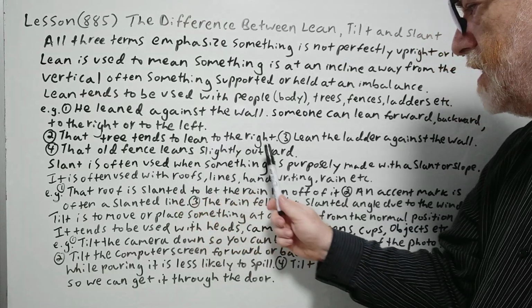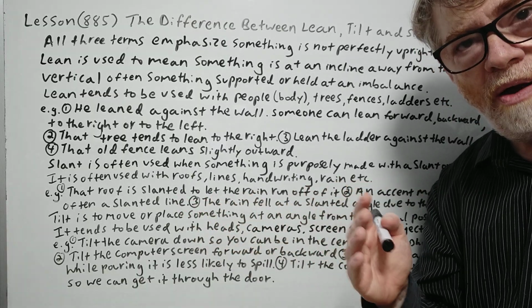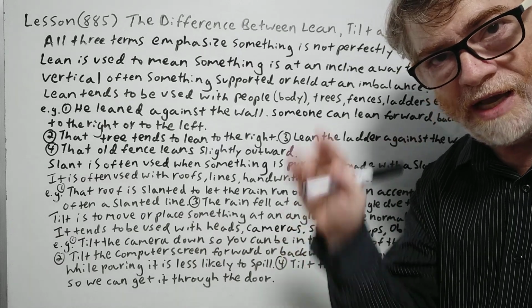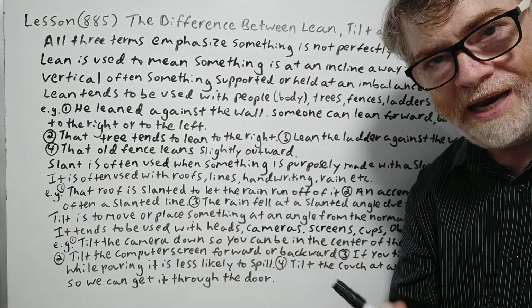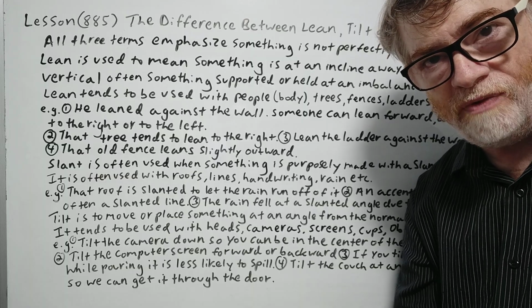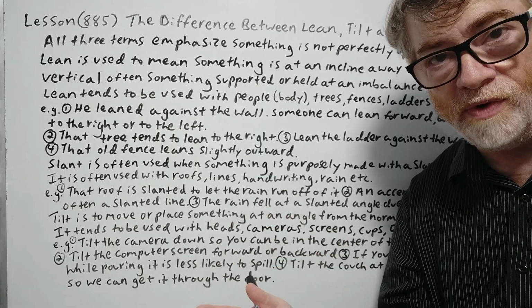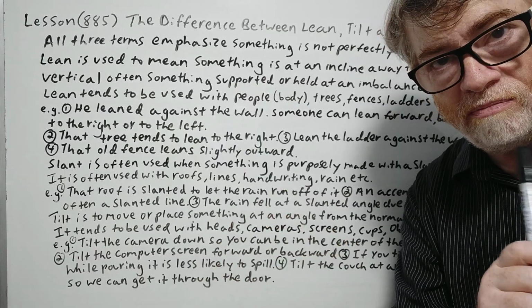That old fence tends to lean outward. Okay, again, this is probably not too much of an angle, just slightly. And the base or the bottom, the foundation of the fence is probably still strong enough to hold the fence from not falling completely over. So it's still being supported.